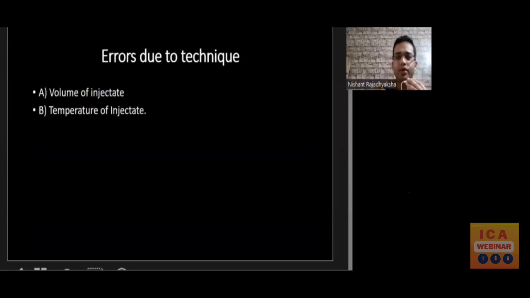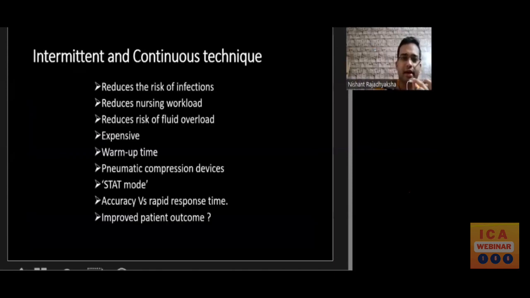It can be due to the volume or temperature of the injectate. If the injectate is too cold, it can cause underestimation of the cardiac output, whereas a very small volume of injectate can overestimate the cardiac output. Room temperature injectates provide less accurate results, but they are safer, whereas cold injectates are more accurate but can induce bradycardia and decrease the cardiac output.